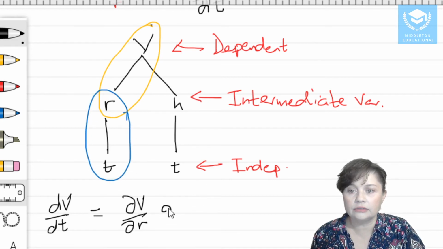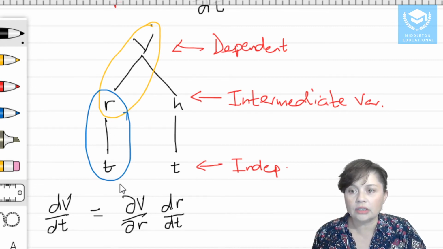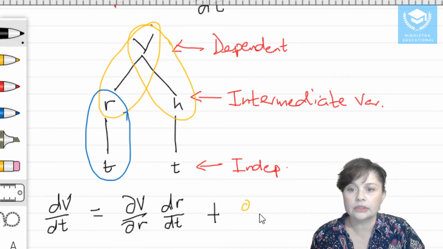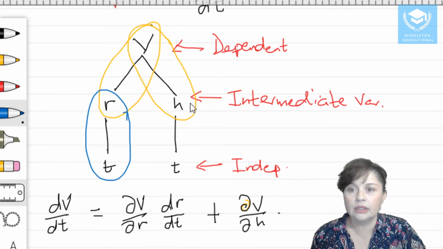The derivative of r with respect to t, because r only has one independent variable. Okay, so this deals with the one leg. Then you have to deal with the other leg. So the first part is V is partially dependent on h. V is partially dependent on h. H is completely dependent on t.